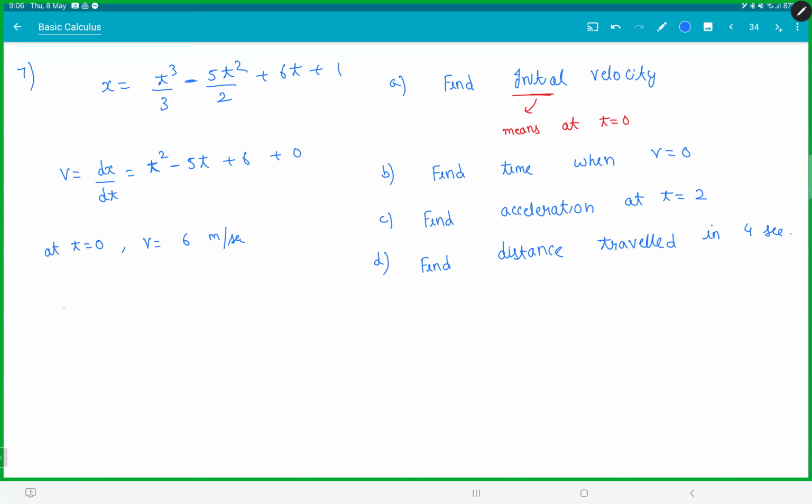Find the time when v is 0. t square minus 5t plus 6 is equal to 0. So basically t is equal to 2 and 3. These are the turning points, everyone. So at 2 and 3, the person is going to turn back.